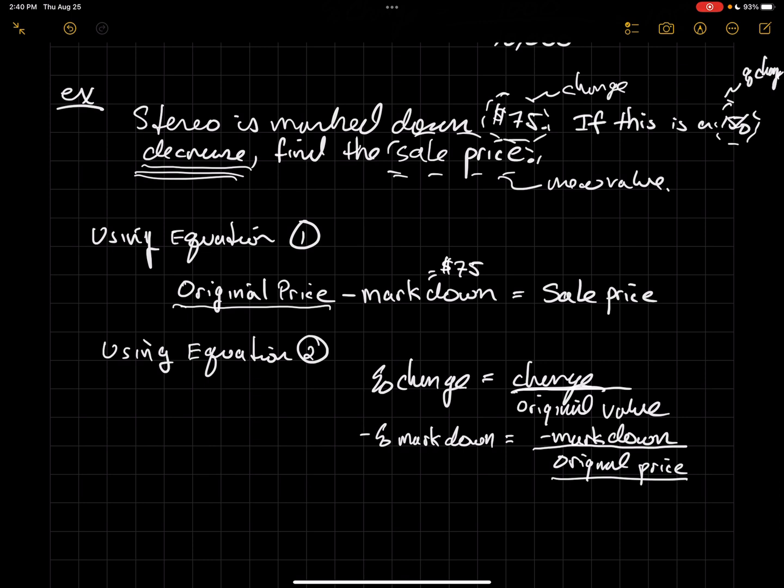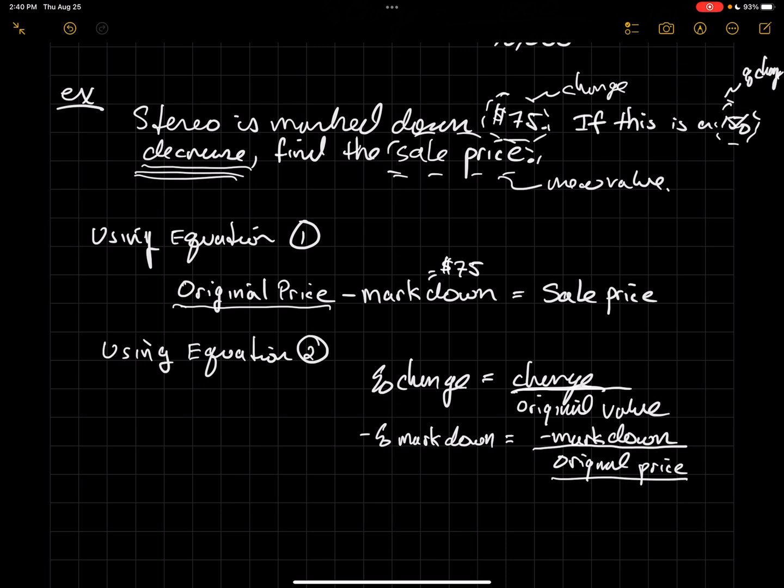So what pieces of information do we actually know? What do we have values for? Well, we have a value for markdown, that's $75, but we don't have a value for original price. Sale price is what we're trying to find. If I look at equation 2, I have a value for markdown, I have a value for percent markdown, but I don't have a value for original price. And original price is not the value that we're trying to find. We're trying to find the value of sale price.